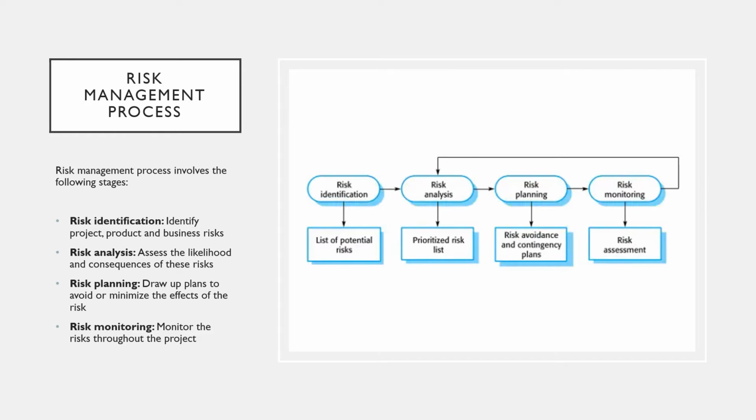Risk management is concerned with identifying risks and drawing up plans to minimize their effect on a project. Software risk management is important because of the inherent uncertainties in software development. These uncertainties stem from loosely defined requirements.